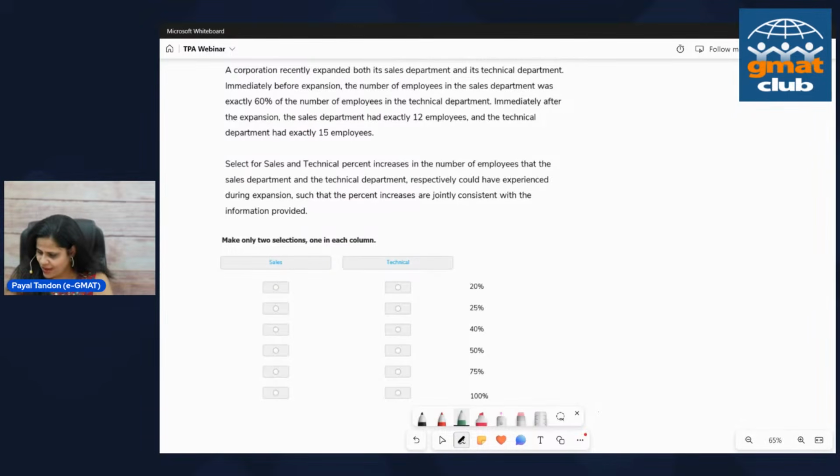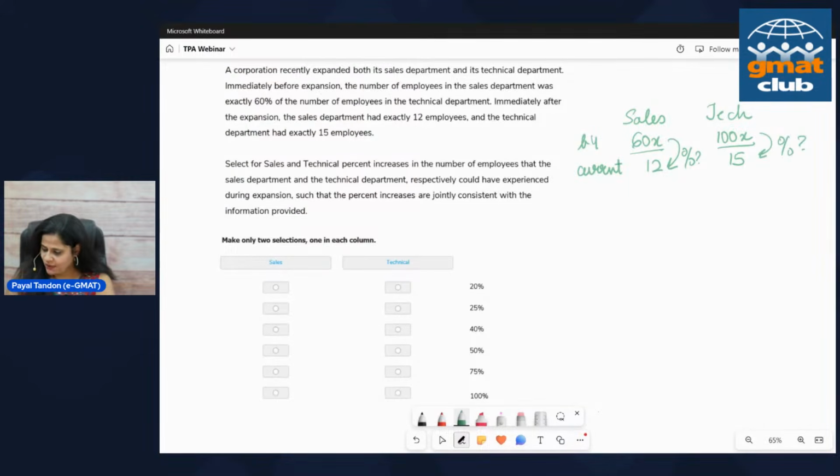So here what you have is sales department. So let me just do it real quick. Sales and tech, you have 60x, 100x. This was before the expansion. After the expansion, which is the current thing, what you have is 12 employees and 15 employees, right? So now what you need to figure out is, what is the percent increase here? That's what you need to figure out. And what's the percent increase here? That's what you need to figure out, right?